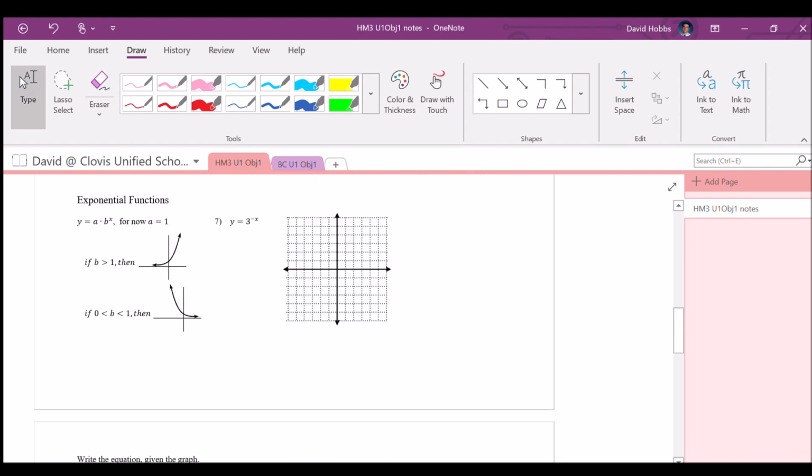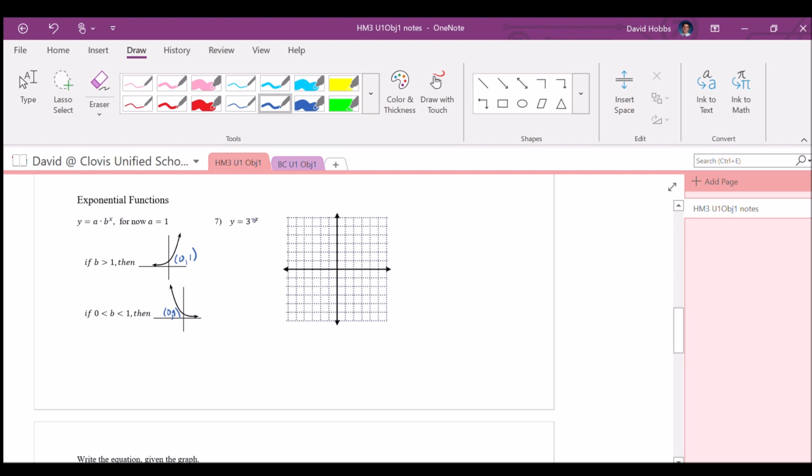Exponential functions. You guys should already be familiar with this. In this unit, the a is going to be 1, so we're not even going to rewrite the a. So y equals b to the x. If b is greater than 1, it's this basic shape. And by the way, they always go through 0, 1 unless we shift them. And if the b is between 0 and 1, then it's this shape.